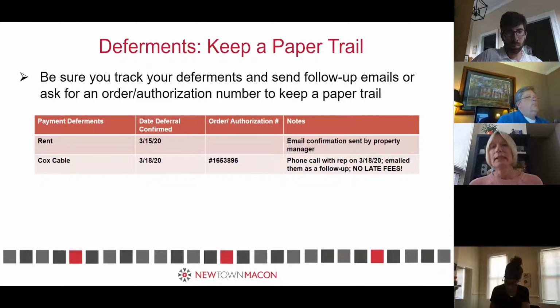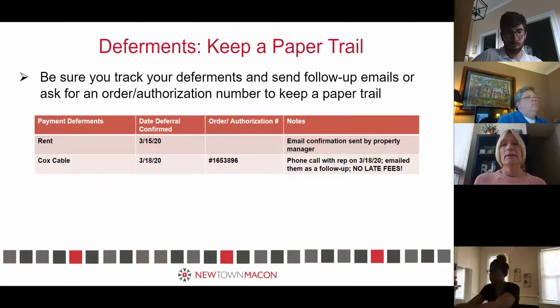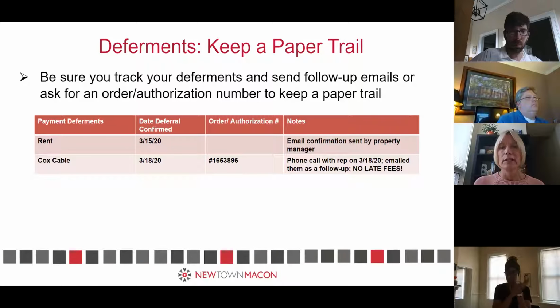And you should definitely keep a paper trail. If you had a conversation with someone on the phone, ask for an order authorization number. If you didn't get an email to confirm the deferment, send a follow-up email yourself to the company or the landlord or the lender, just so you have your own paper trail, and keep those files somewhere and keep some notes on your deferment worksheet.